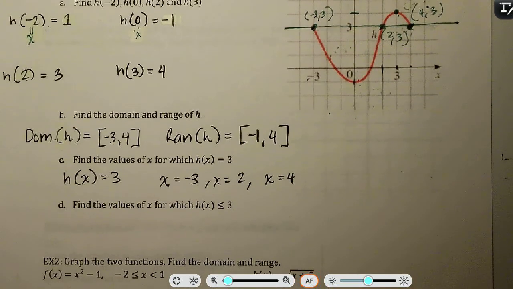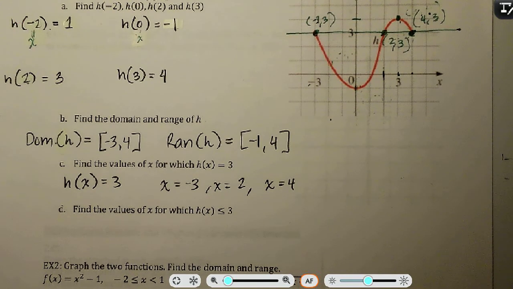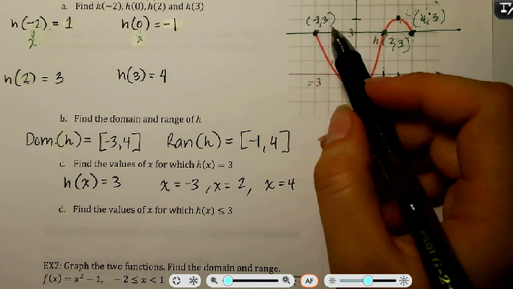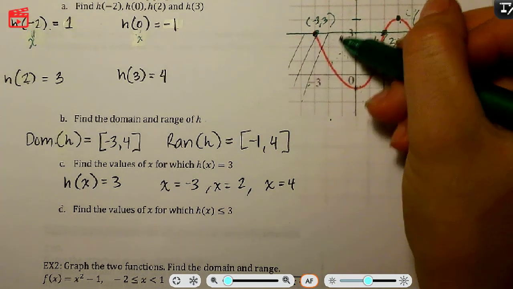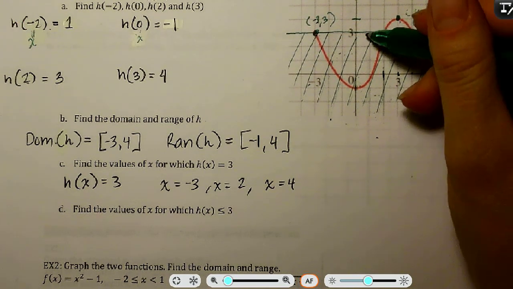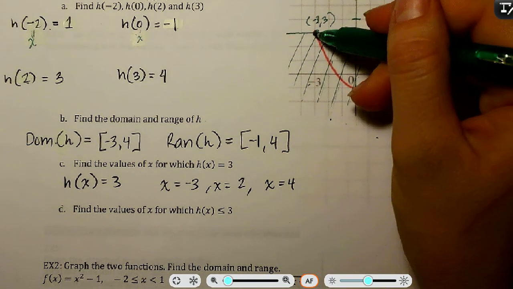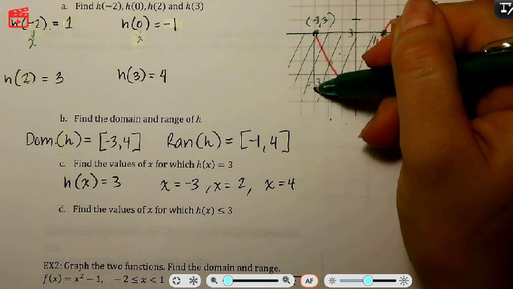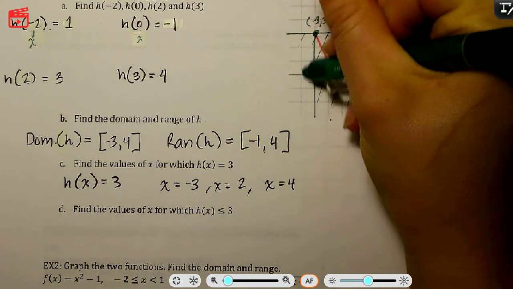All right, so find the values of x for which h of x is less than or equal to 3. Well, when y is less than or equal to 3, that's going to be all the values below here. So the values of x for which h of x is less than or equal to 3 is anything from this interval section up till this interval section. So I'm going to go ahead and erase this to fit into my graph.